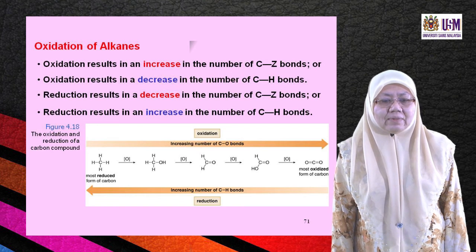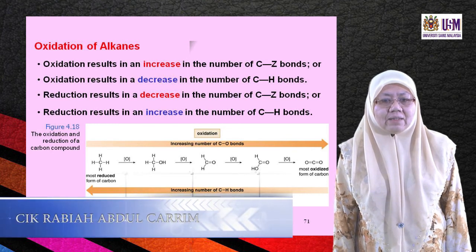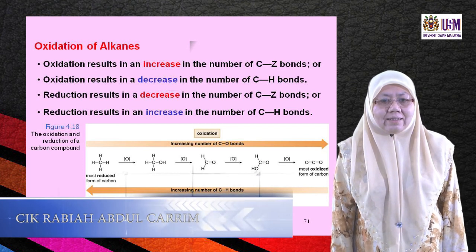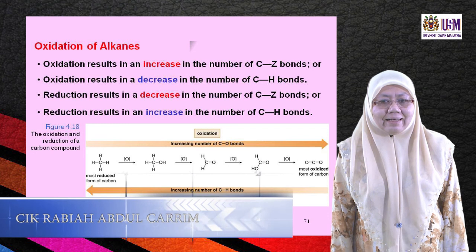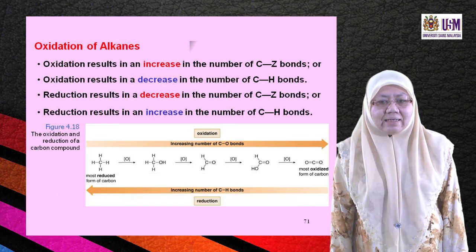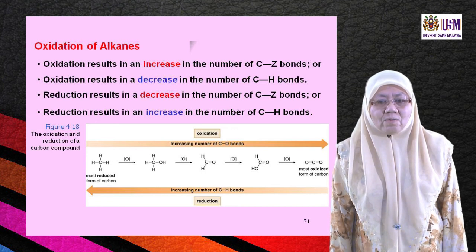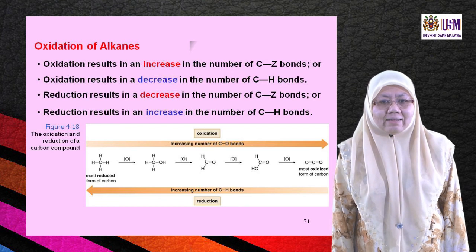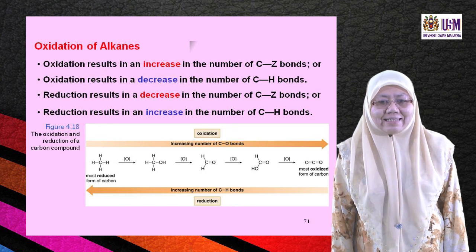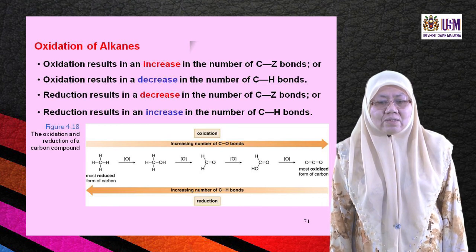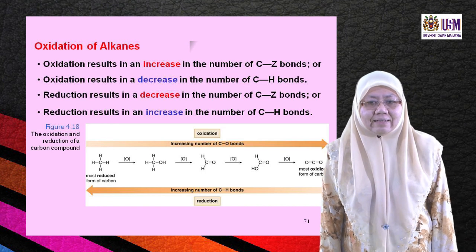Starting from the leftmost, methane is the most reduced form of carbon. The first oxidation state gives methanol. The second oxidation state gives formaldehyde. And the third oxidation state gives formic acid. The most oxidized form of carbon is carbon dioxide. So when we go from left to right, the number of C-O bonds increases. And for reduction, the number of C-H bonds will be decreasing.